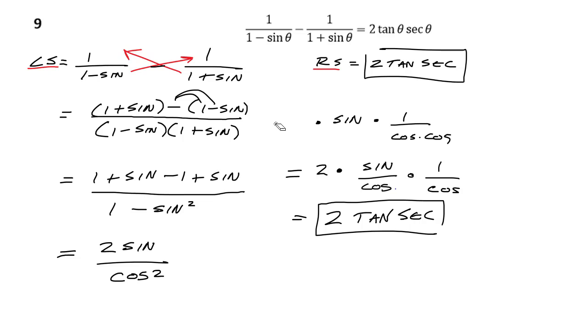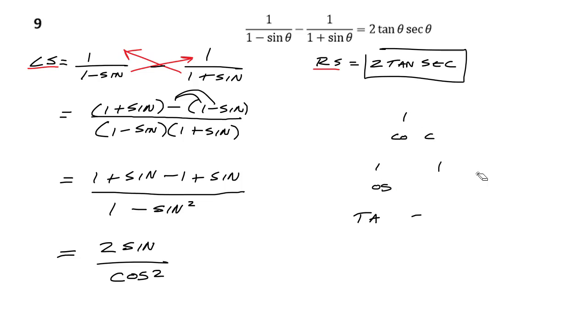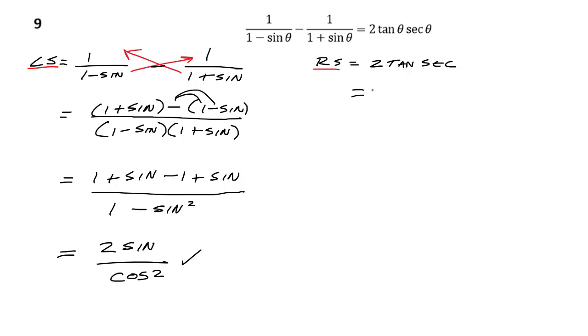That's good enough. But let's say you didn't. Let's say you stopped here instead. I'm just showing you different ways. Let's say you got to here and you're like, I quit on this side, I'm going to go work on the other side. Okay, no problem. So 2 times tan. What's tan? Sine over cos. And what's secant? 1 over cos.